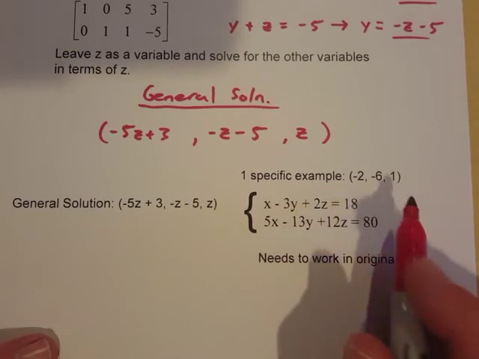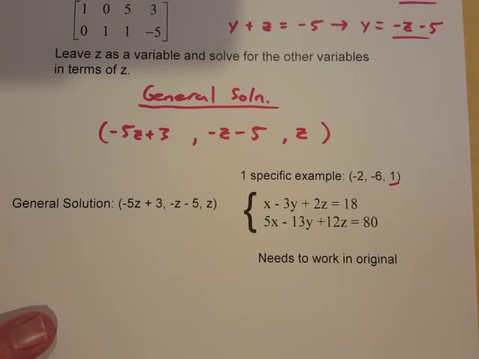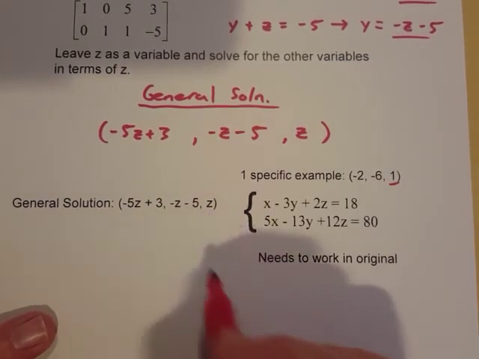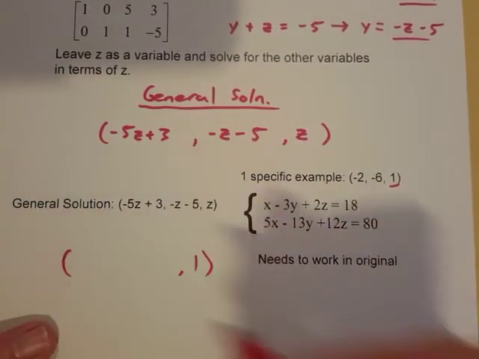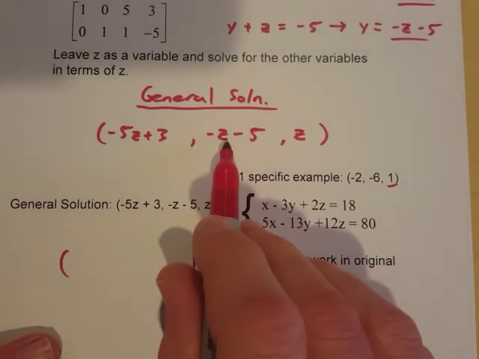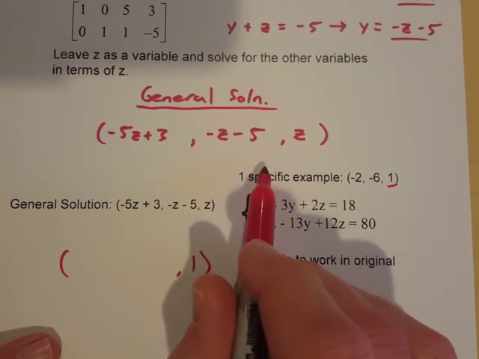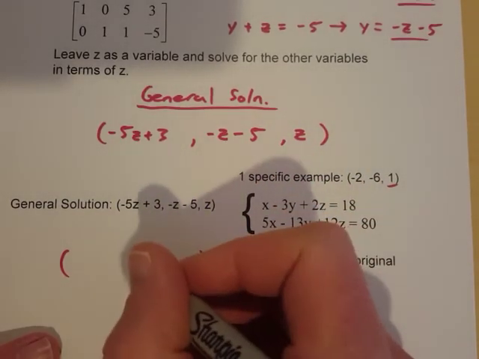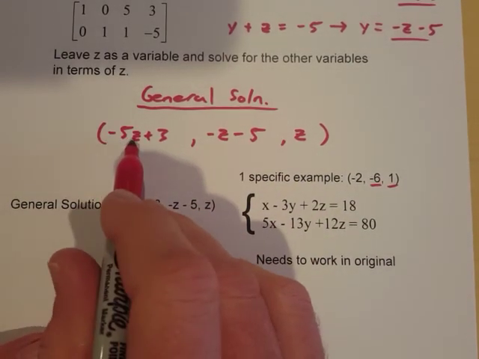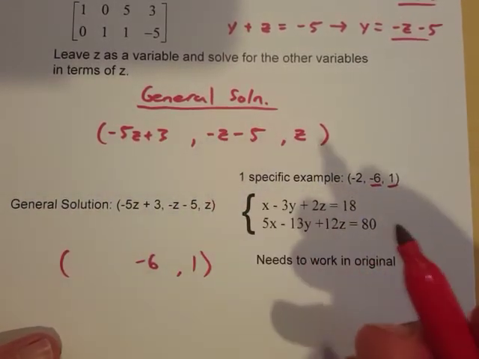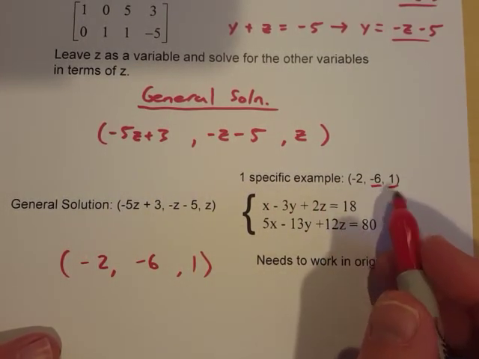One specific example: what if I picked z to be 1? If I put 1 in for z, that would be the first part of it. Then for x and y, I'm simply plugging in 1 to these values. So negative 1 minus 5 is negative 6. That's where the y is coming from. And then I put the 1 in here, negative 5 times 1 plus 3, which is negative 2. That's our x value. So that's one example of a specific solution.